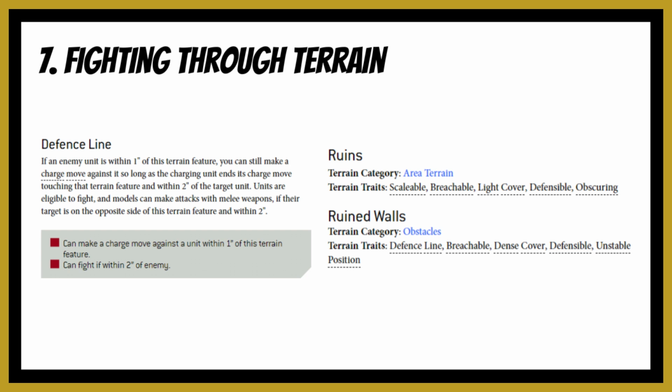Now with the ruined walls, they're obstacles, not area terrain. They've got defense line, breachable, dense cover, defensible and unstable positions. So they've got slightly different traits to the actual ruins themselves. But one of them in particular is defense line.